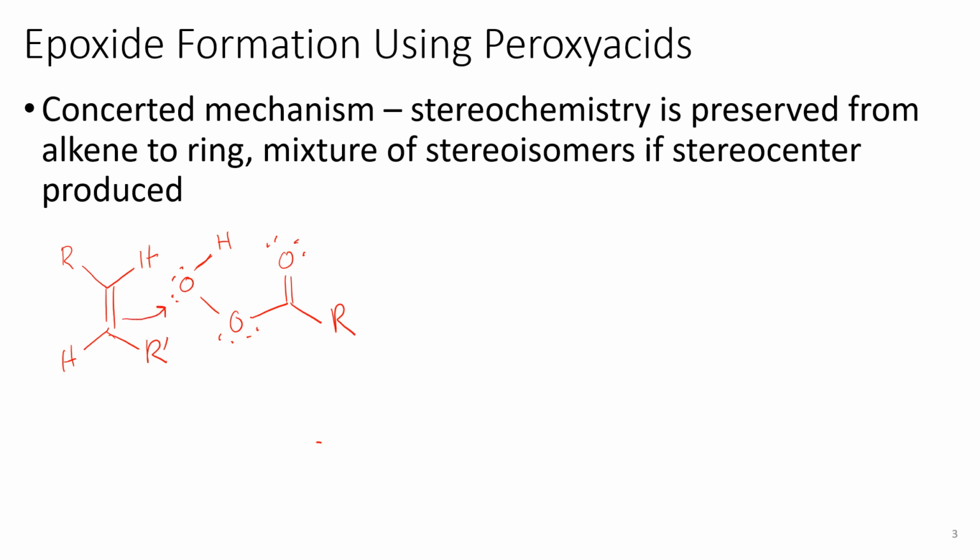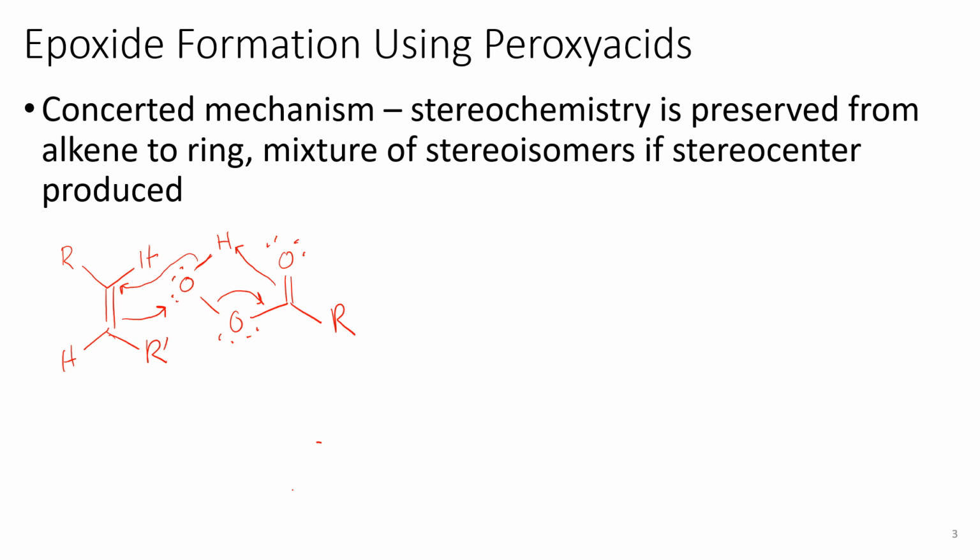That oxygen does have lone pairs associated with it. It does have the extra bond. So we're going to see the bond break between the oxygen and the hydrogen, and we're going to use those electrons to form our three-membered ring. The bond is going to break between the two oxygen atoms. It will go to form a double bond between the oxygen and the carbon of the carbonyl.